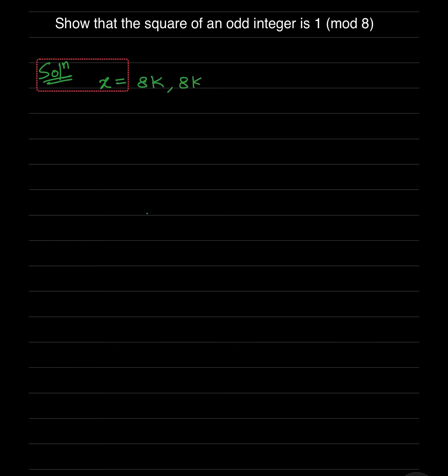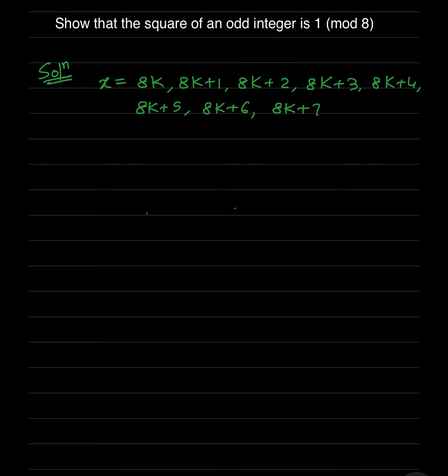8k plus 1, or 8k plus 2, or 8k plus 3, or 8k plus 4, or 8k plus 5, 8k plus 6, or 8k plus 7, right? So a number can be written in this format.